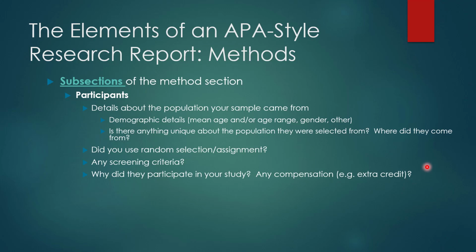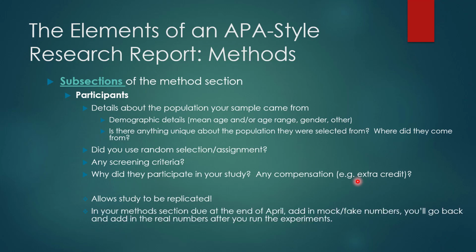Again, some of that you might have to put in as a draft for your methods section, and then alter it a little bit for that final draft. The important thing is that it allows the study to be replicated. And in your methods section that's due at the end of April, you're going to have to add in some mock fake numbers. You'll go back and add in those real numbers after you run the experiment.